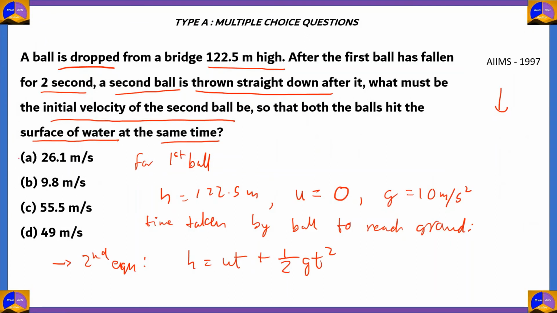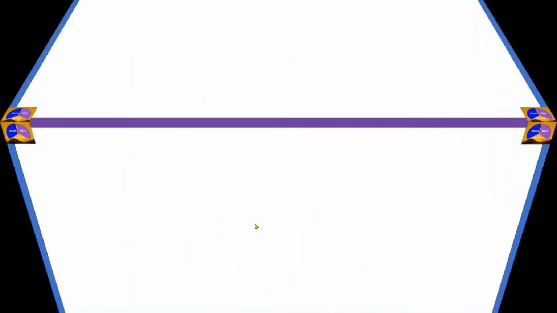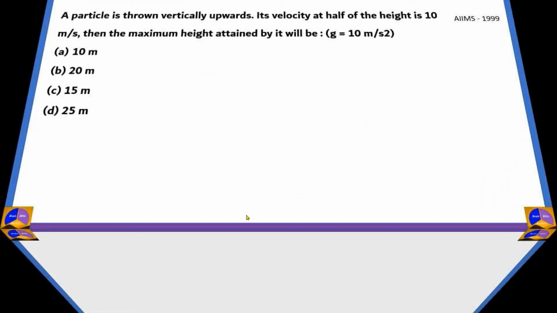And so we can write option A, which is the closest value to 26, as the right option. 26.1 meters per second is the initial velocity of the second ball, so that both the balls hit the surface of water at the same time. So we've got something approximate, and that is good enough with a reasonable amount of estimation.